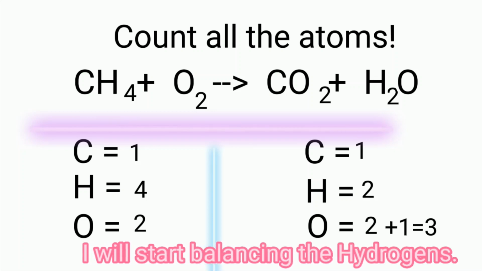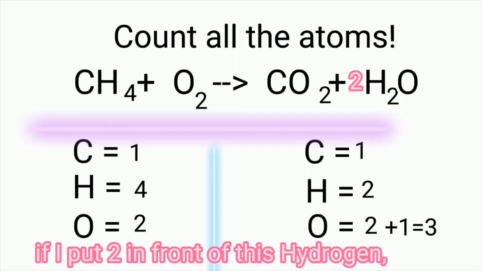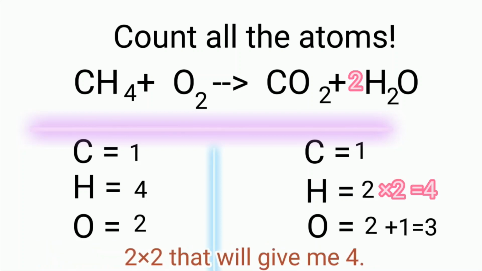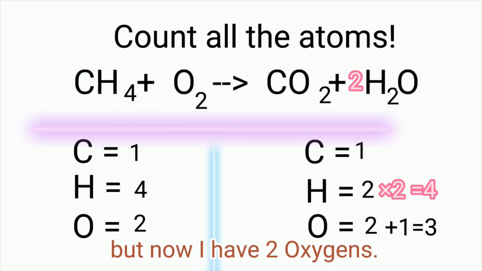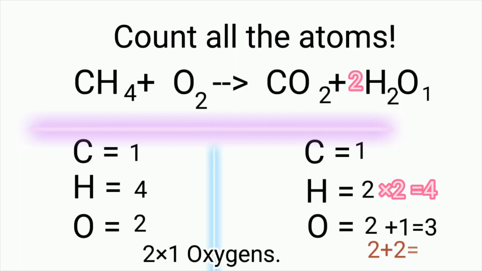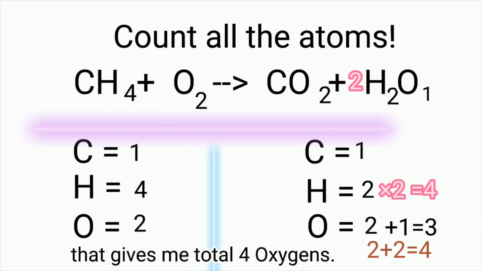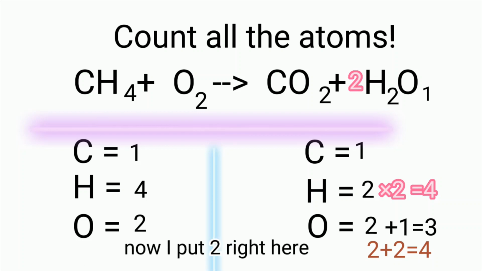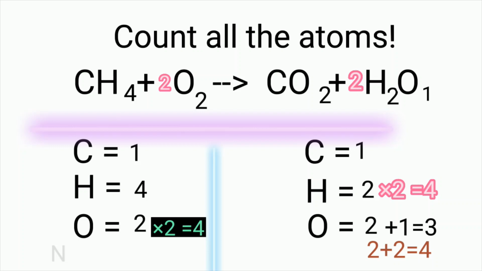Then I will start balancing the hydrogen. If I put 2 in front of this hydrogen, so 2 multiply 2, that will give me 4. And that will fix the hydrogen. But now I have 2 oxygen. 2 multiply 1 oxygen. That gives me total 4 oxygens. Now I put 2 right here and change this coefficient, so 2 multiply 2 equals 4. And now everything is balanced.